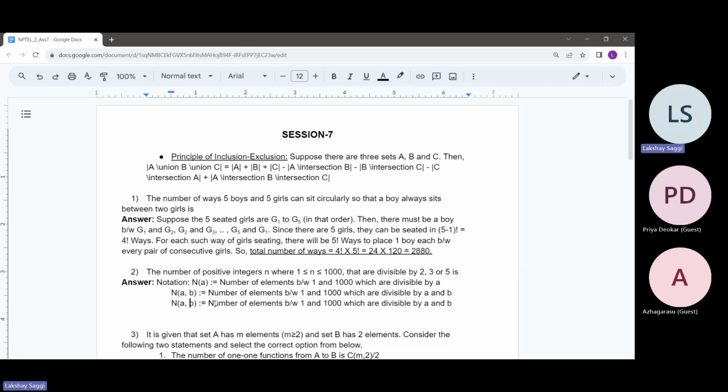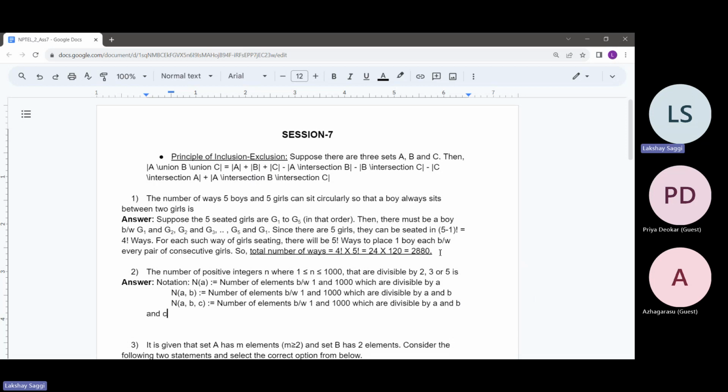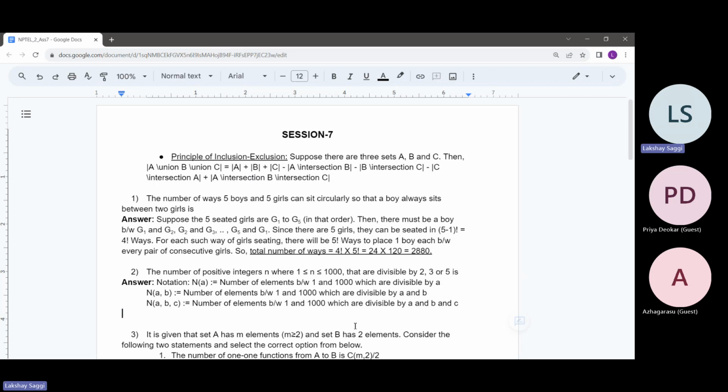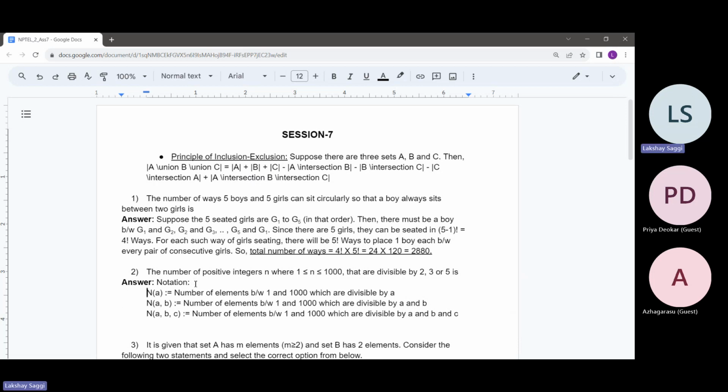So n of A comma B comma C, which will be the number of elements between 1 and 1000 divisible by A and B and C. So yeah, something like that. This is some notation which I have defined first, and now using this notation, I believe we'll be able to answer easily.